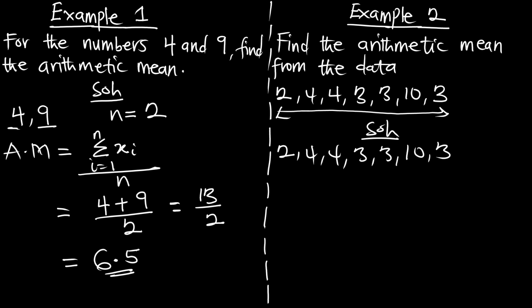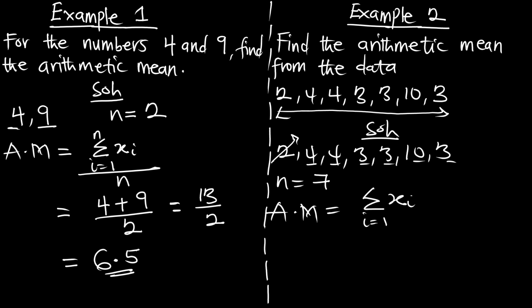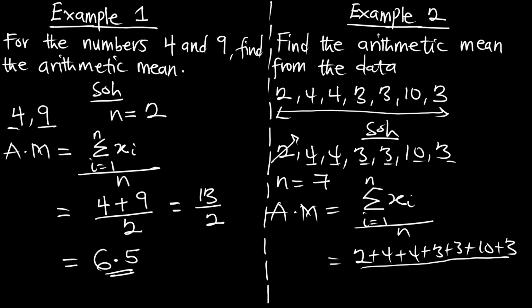So here my n, how many are they? We have 1, 2, 3, 4, 5, 6, 7. N is 7. So my arithmetic mean is going to be the summation of all the x variables starting from 1 up to n, because we know that n is 7, so we can just write there the 7, everything over n. That is going to be 2 plus 4 plus 4 plus 3 plus 3 plus 10 plus 3. Everything is on n, 7.